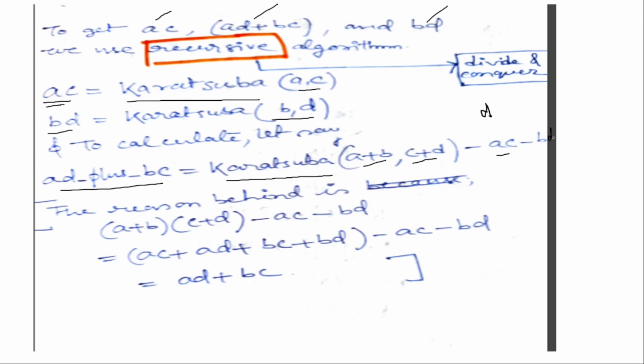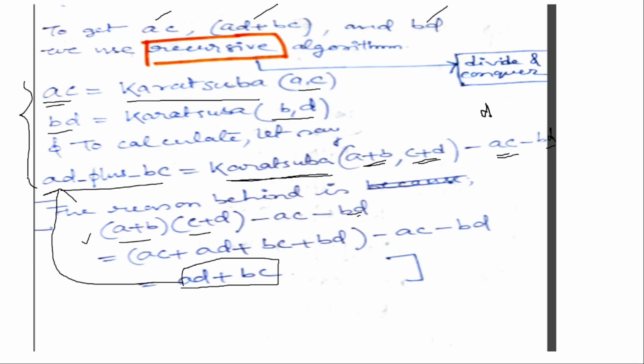So why so? Because (A plus B) into (C plus D) minus AC minus BD finally gives you AD plus BC. I can write the same thing here. For the multiplication of A plus B, comma C plus D, the Karatsuba multiplication means recursive multiplication, the same division method, and then you subtract AC and BD. So these three components we can calculate like this, and finally find the result.